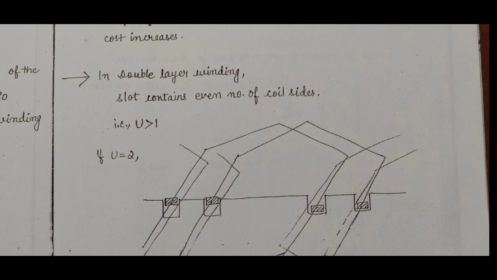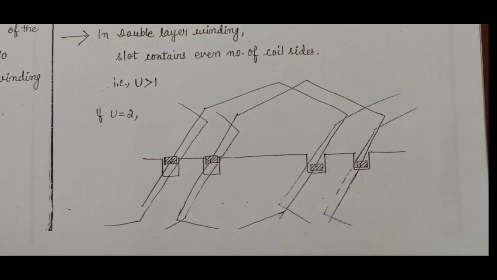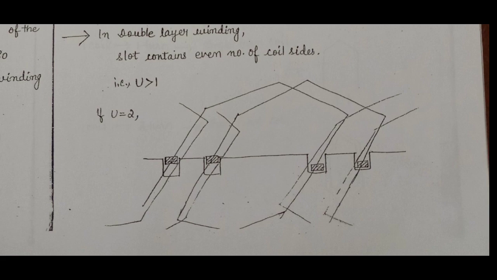In double layer winding, a slot contains an even number of coil sides. That is U, where U means coil sides. U is greater than 1. If U equals 2.